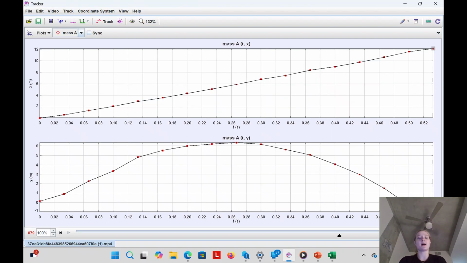Okay, and here are my graphs up close. Again, as you can see, the position versus time for x is linear as there is no net force acting upon it. And the position versus time for y is a parabola because you do have a net force acting upon it, which means that the velocity is not constant.